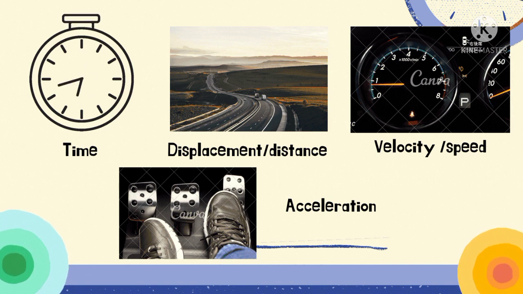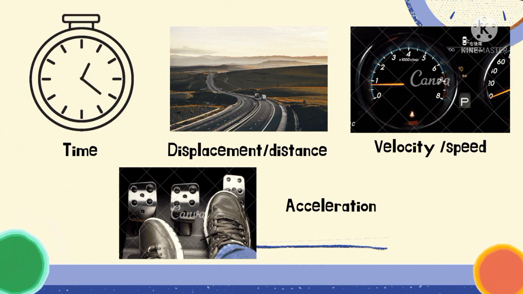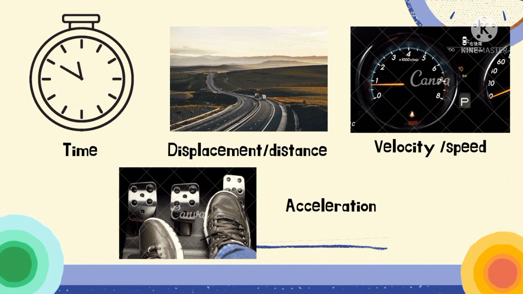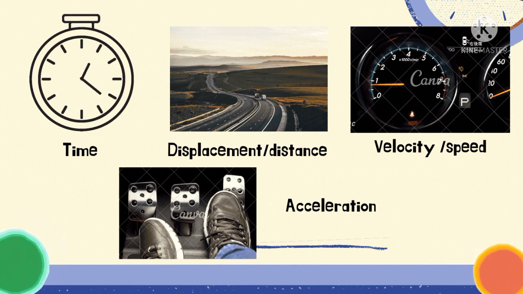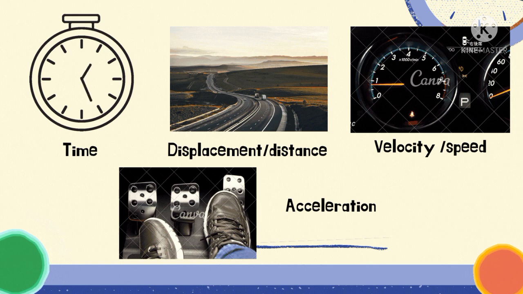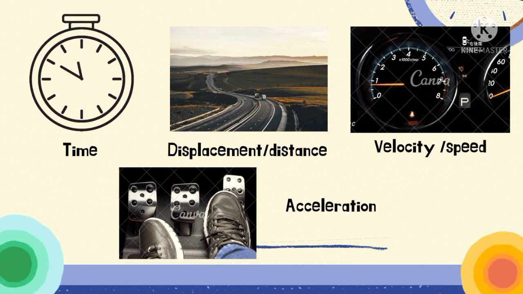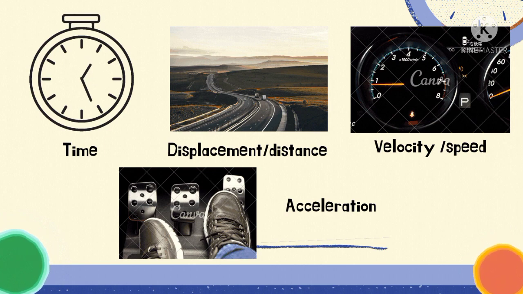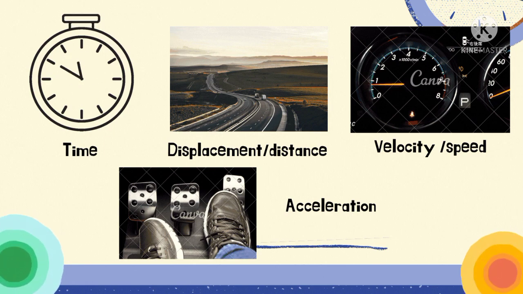Today we're going to discuss what the kinematic equations are and how to solve kinematics problems. There are a variety of quantities associated with the motion of objects. These are displacement and distance, velocity and speed, acceleration, and time. Knowledge of each of these quantities provides descriptive information about an object's motion.